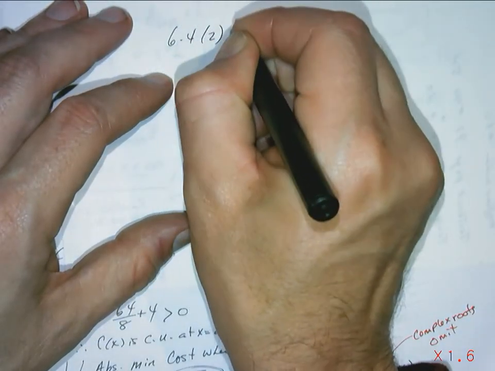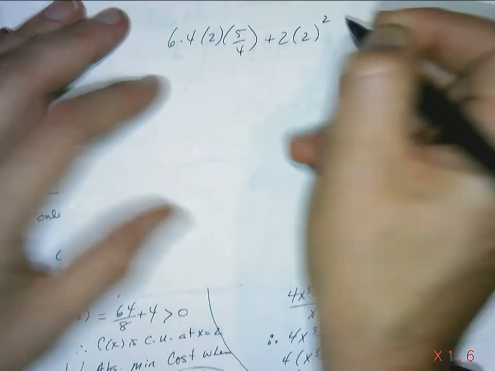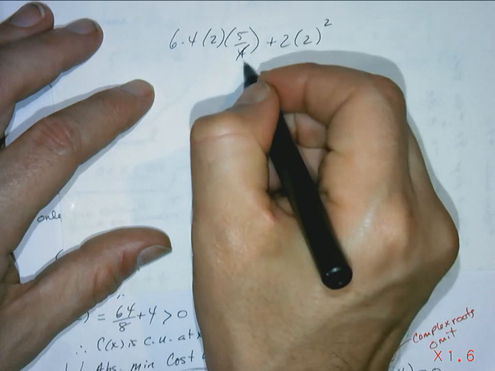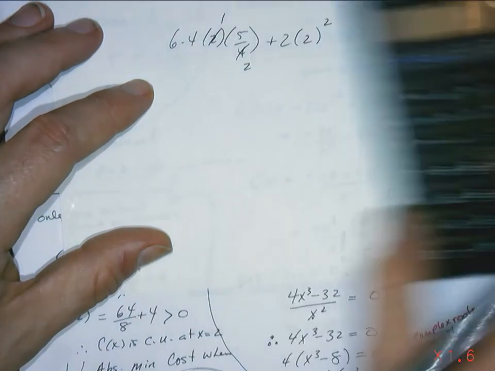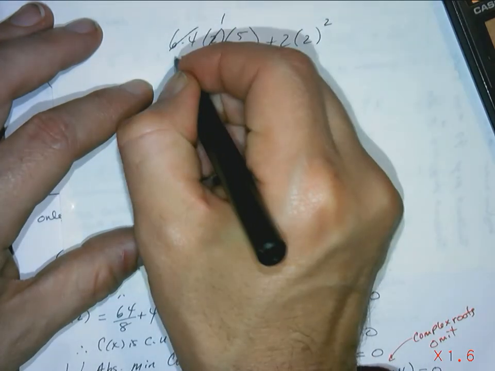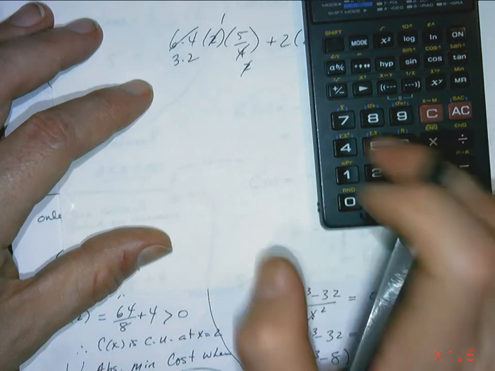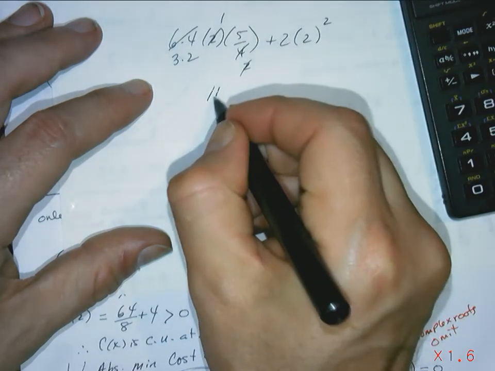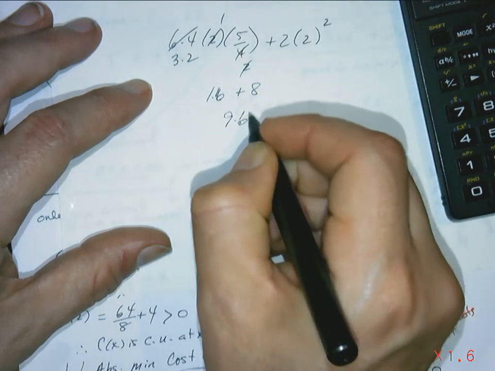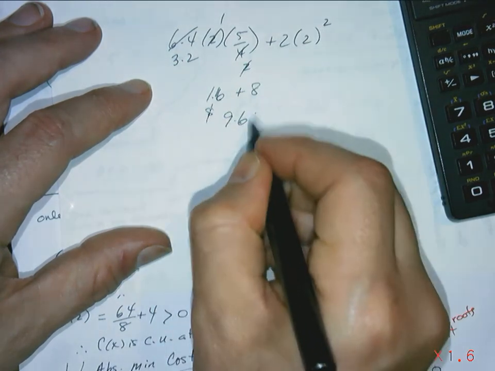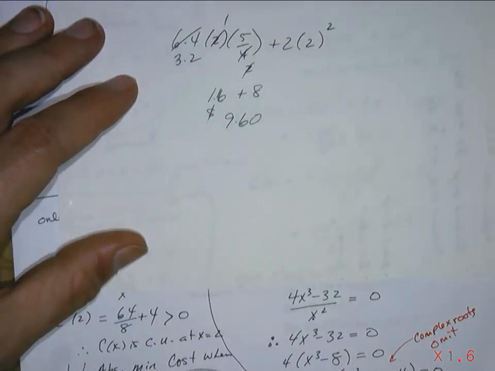So it's going to be, let's see, 6.4 times 2 times 5 over 4 plus 2 squared. So that 2, that's going to reduce. So 6.4 divided by 2 is going to be 3.2. So 3.2 times 5 is going to be 1.6 plus 4.8, so 9.6. It's going to cost you $9.60, I think, if I didn't make a simple error. If I did, throw it up in the comments and let me know.